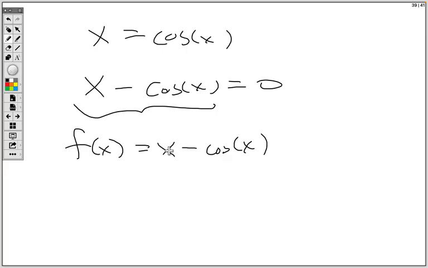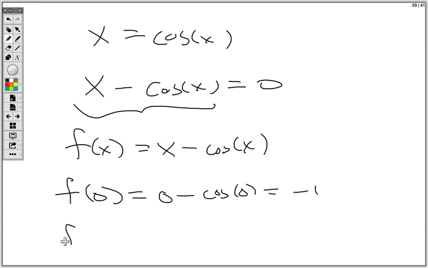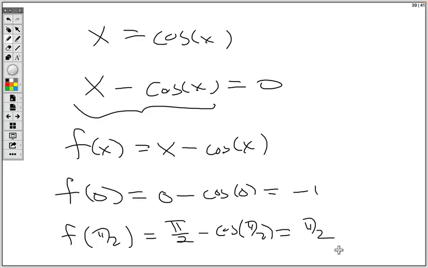Now x is a continuous function, cosine of x is a continuous function, and I'm just taking the difference of continuous functions. The difference of continuous functions is continuous. Combinations of continuous functions are continuous. So let's take a look at f of 0. So 0 minus the cosine of 0, that's negative 1, and f at pi over 2. That's pi over 2 minus cosine of pi over 2, which is pi over 2.